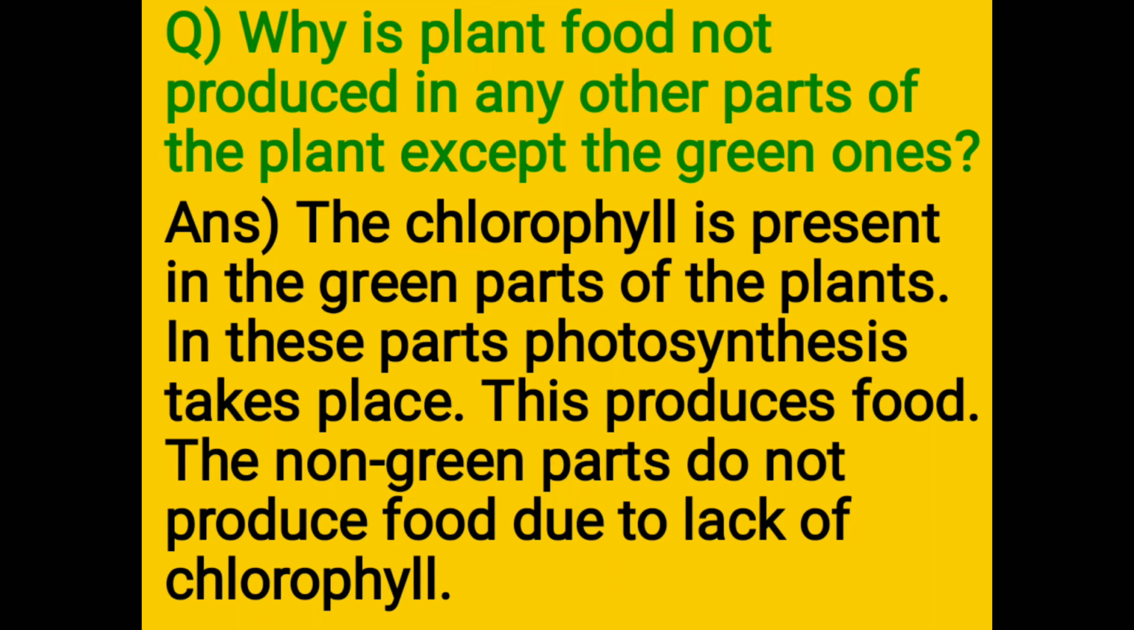Why is plant food not produced in any other parts of the plant except the green ones? Answer. The chlorophyll is present in the green parts of the plants. In these parts, photosynthesis takes place. This produces food. The non-green parts do not produce food due to lack of chlorophyll.